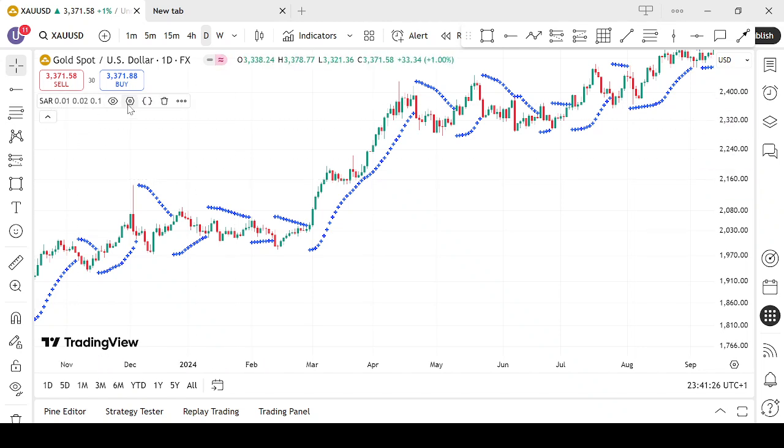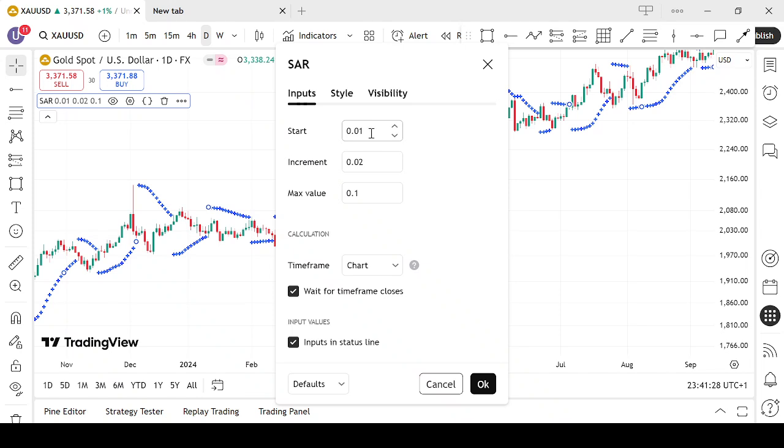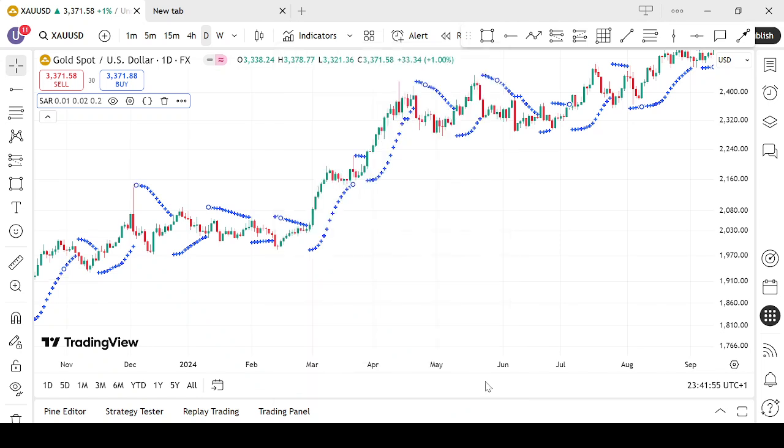Then you have to make sure your Parabolic SAR indicator is set properly. A standard setting is 0.02 for the start, the increment step has to be 0.02, then the maximum value has to be 0.2. This is the standard setting, but the normal default setting would be 0.01 and 0.01. 0.01 is also good for day trading.